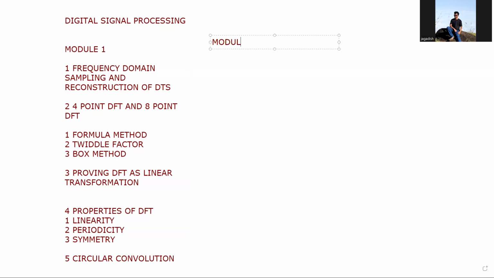The next is module 2. In module 2, the first topic you need to learn is large scale filtering. In that, you need to learn about the overlap save method and the overlap add method.